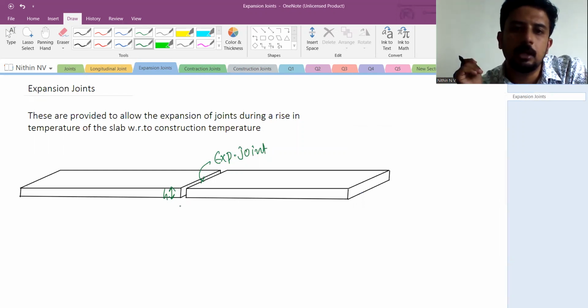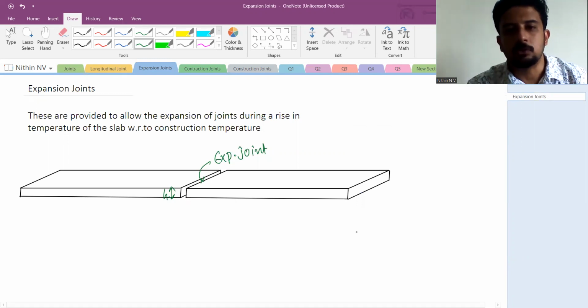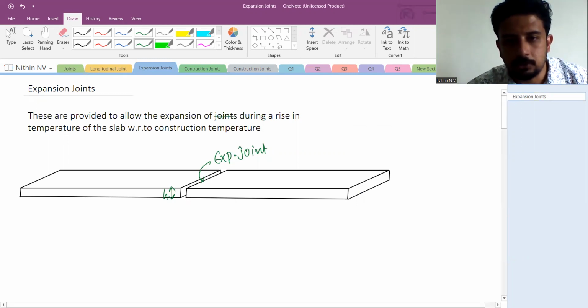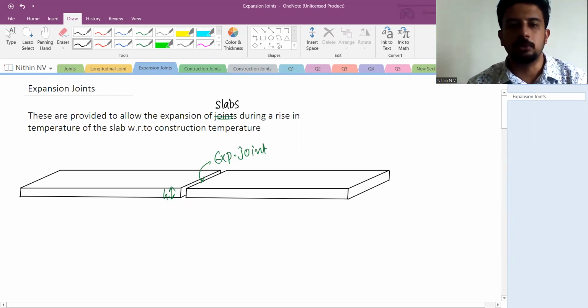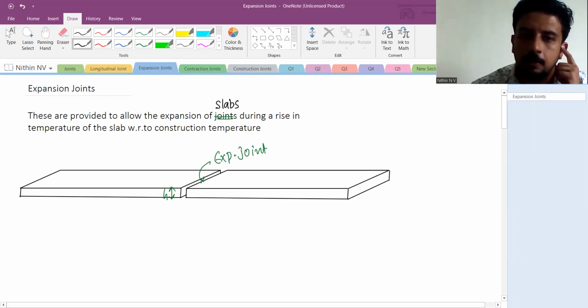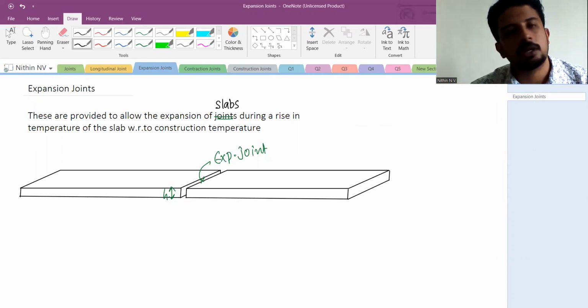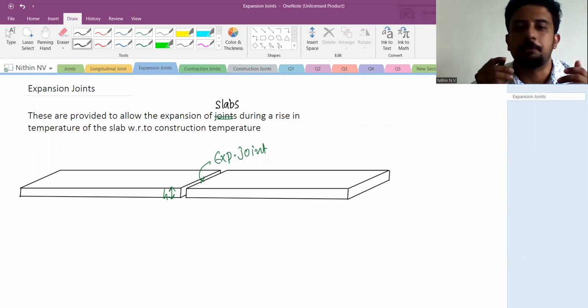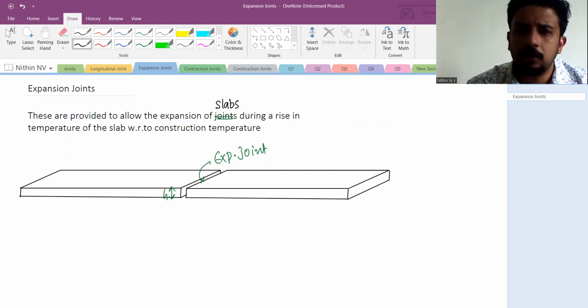I've already written there, to allow the expansion of joints. Okay? Which means, sorry, not expansion of joints, expansion of slabs. To allow the expansion of slabs during a rise in temperature of the slab with respect to construction temperature. Means, suppose if you are not giving that particular gap, what will happen? See, in the railway track and all we used to give, no?